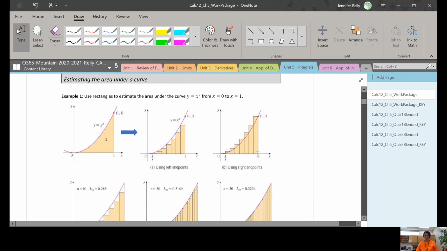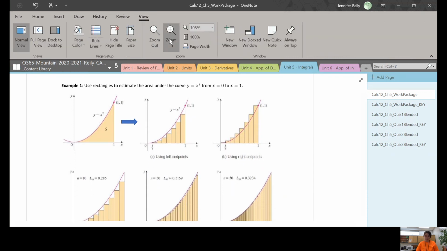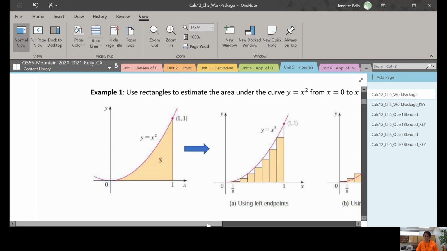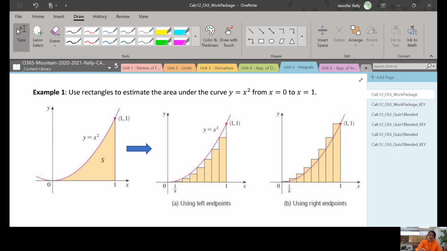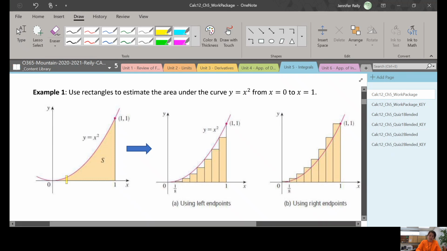Okay, so let's look at our example here. I'm just going to zoom in so we have some space to write. Here is a curve y equals x squared. So when I say area under the curve, what I mean is this area shown here in yellow. It's the area between the function and the x-axis. So this is actually exactly 1 over 3. So later in the unit, like I mentioned, you're going to be able to calculate that exactly. But today we're just going to focus on estimating it.